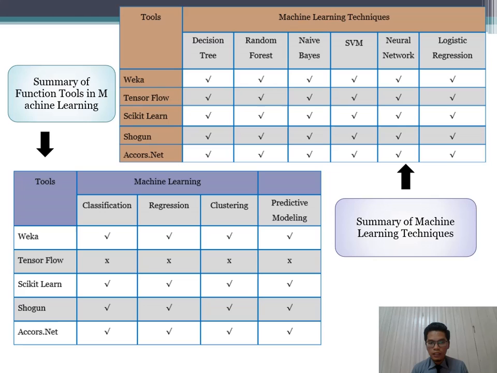This is because although Weka is similar to the others, Weka on the other hand is particularly good for machine learning if one manually changes hyperparameters, and therefore for ad hoc machine learning research. And then for the summary of machine learning techniques, as we can see, all the tools have the machine learning techniques, as you can see in the table.